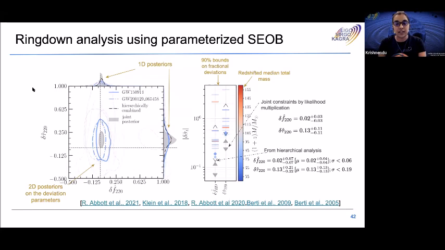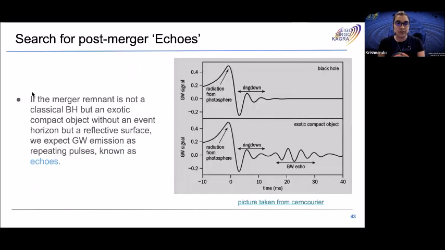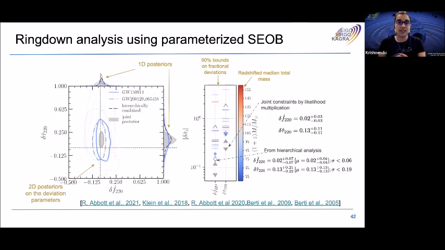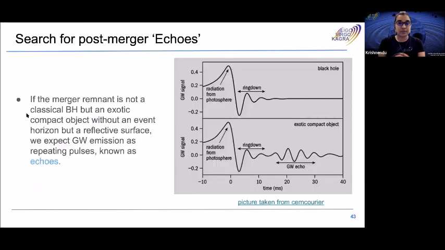The filled triangles represent the results obtained by likelihood multiplication, and the unfilled triangles represent the ones coming from the hierarchical analysis. And for this plot, the color code, or the gradient of the plot, corresponds to the redshifted median total mass of the binary system. And from these plots, we also see that our observations are all consistent with the GR prediction. Moving on to the next slide.